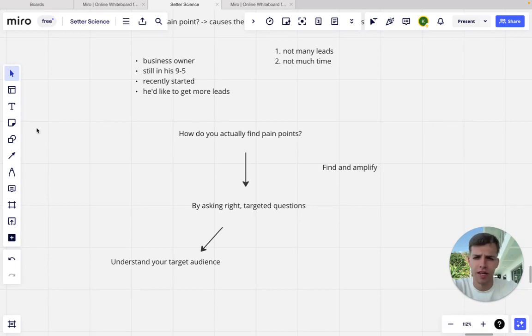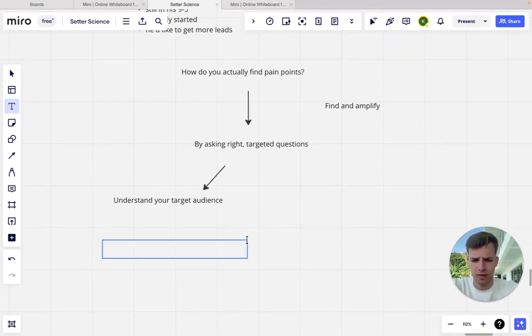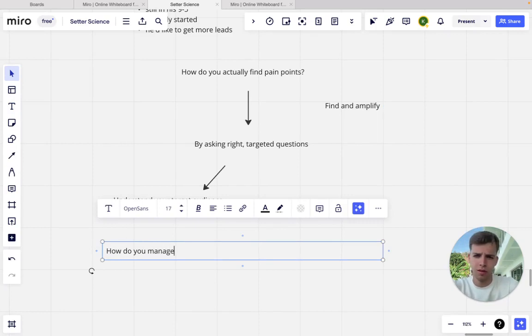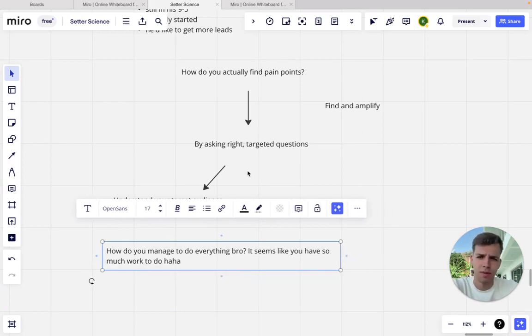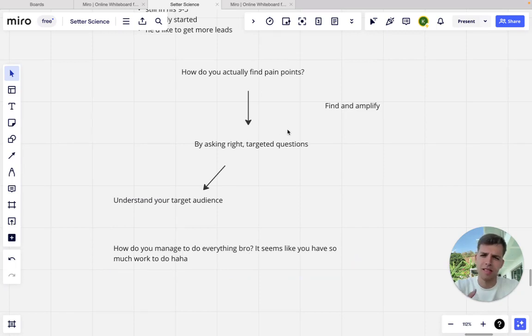Yeah, a good thing you can ask him as well is, I'm literally gonna write it down. How do you manage to do everything, bro? It seems like you have so much work to do. Haha. This haha part is of course keeping you lighthearted without any pushy, salesy vibes, and usually it's not a good thing to make assumptions like here. It seems like you're XYZ, but in this specific scenario, you can just assume that he has a lot of things on his end.